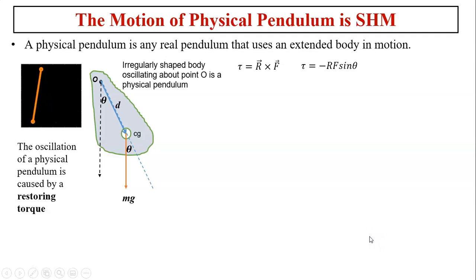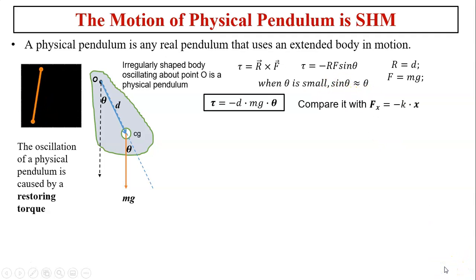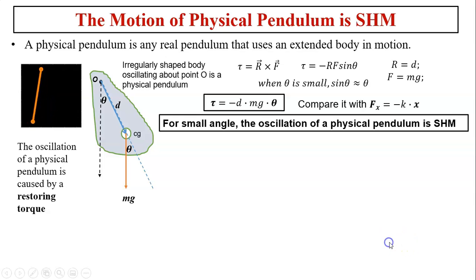R in this case, that equals negative RF sine theta, negative because torque and angular displacement are in the opposite direction. R equals d, F equals mg. When theta is small, sine theta is almost theta. That gives us torque equals negative d mg times theta. Compare this with Fx equals negative kx. We know for small angle, the oscillation of a physical pendulum is simple harmonic motion.